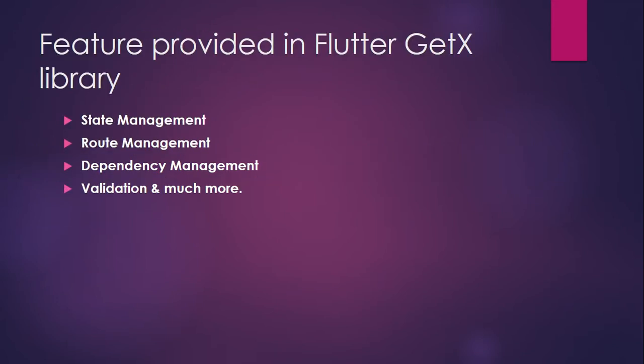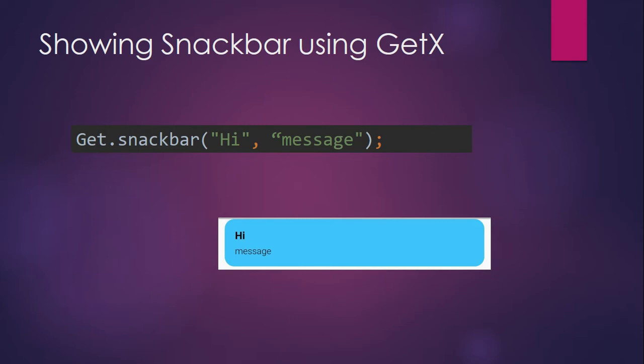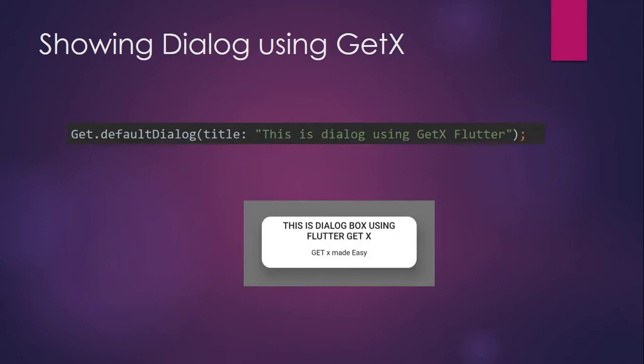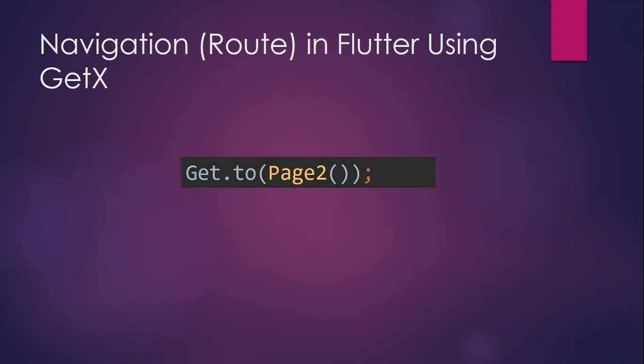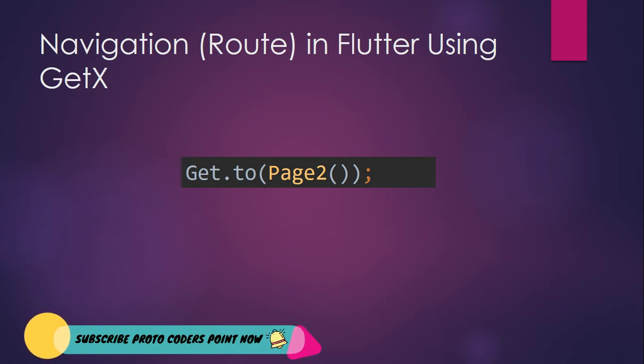Okay, so now let's have a look at the features of Flutter GetX. The features are state management, route management, dependency management, validation, and much more. We will talk about all the features of Flutter GetX in upcoming videos. In this video, we will just overview the basic features of the Flutter GetX library. Basic features in the sense of showing a message on the screen, showing an alert dialog, or making the user go from one page to another page. These are the basic features.